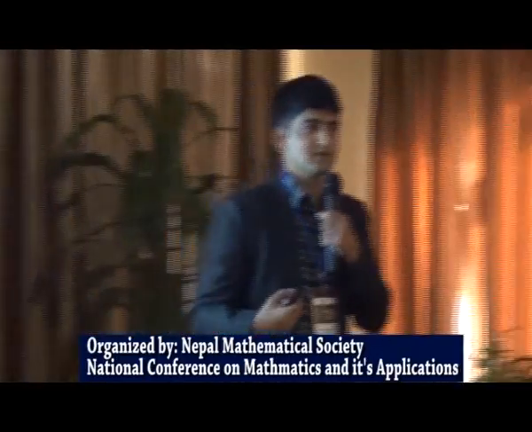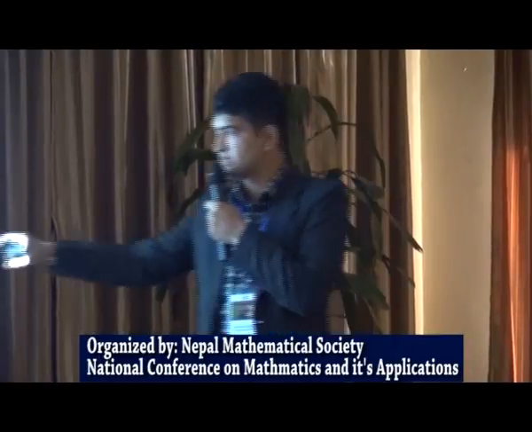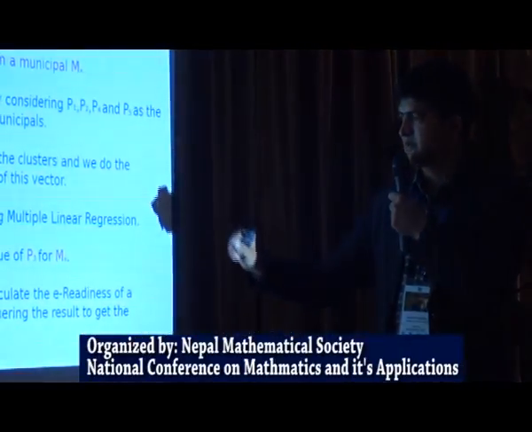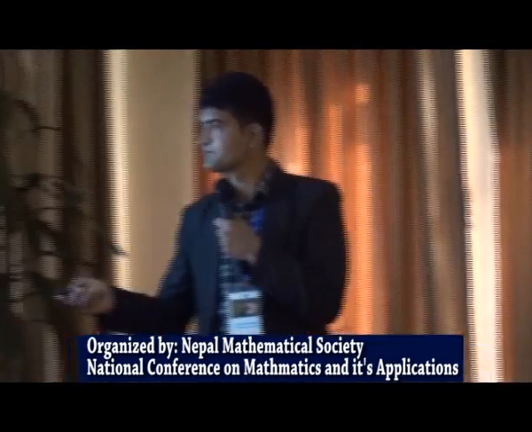And this is done on the basis of multiple linear regression. What we get after doing this multiple linear regression is an approximate value of P3. And then we can conquer the results. We can conquer all the results to get the national e-readiness.